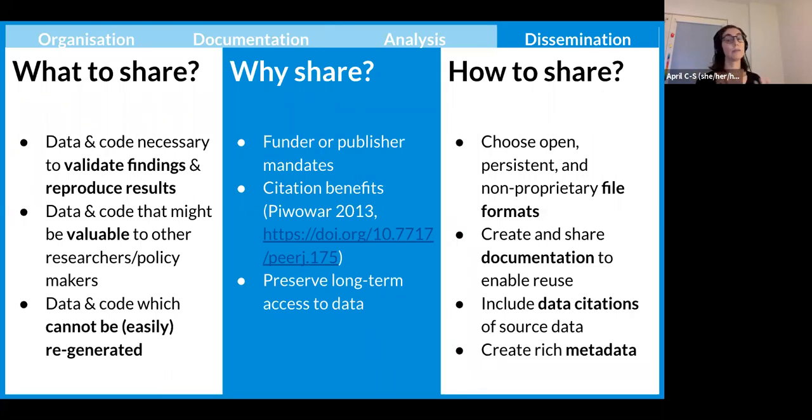Make sure you share documentation that enables reuse. One of the questions we have in our shared notes document is, what is a README? That's an example of some documentation that can enable reuse. A README will give context to your data and code when you share it in a repository. Cite any of the data that you have reused, so the source data, and create some rich metadata. Some of the repositories will actually prompt you with metadata fields. So that's one way to make sure that you're including the metadata that people expect.